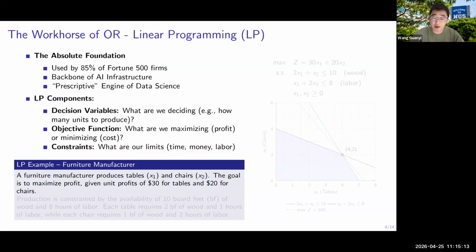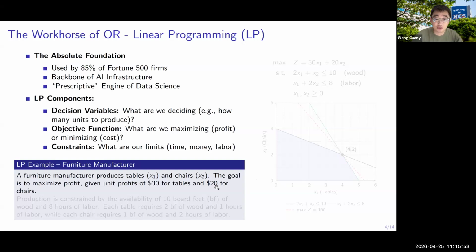And the setting is very simple. Assume that you are the boss of a furniture manufacturer, and this factory produces two items. One is a table and the other is a chair. You can just consider them as a realization of two abstract items.